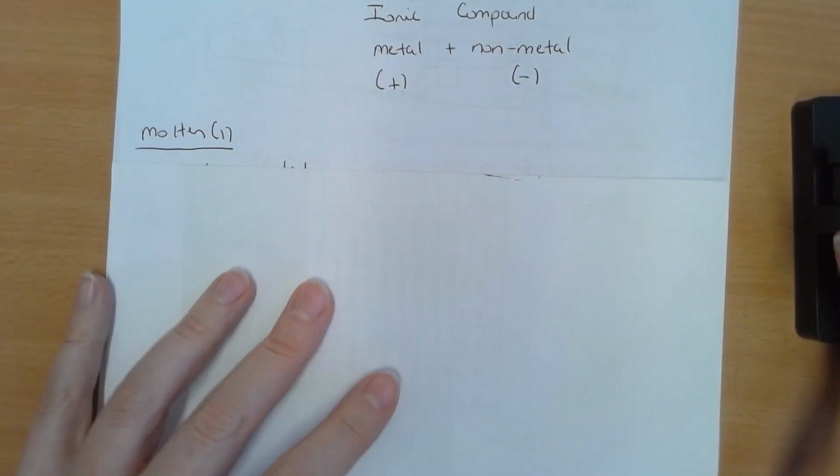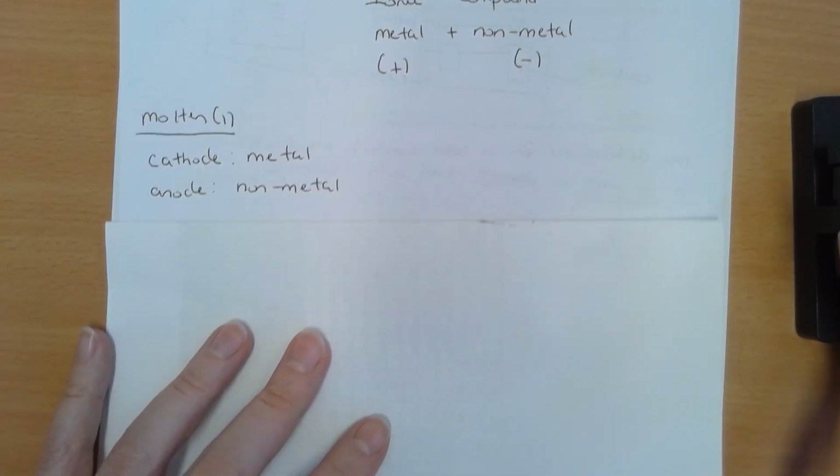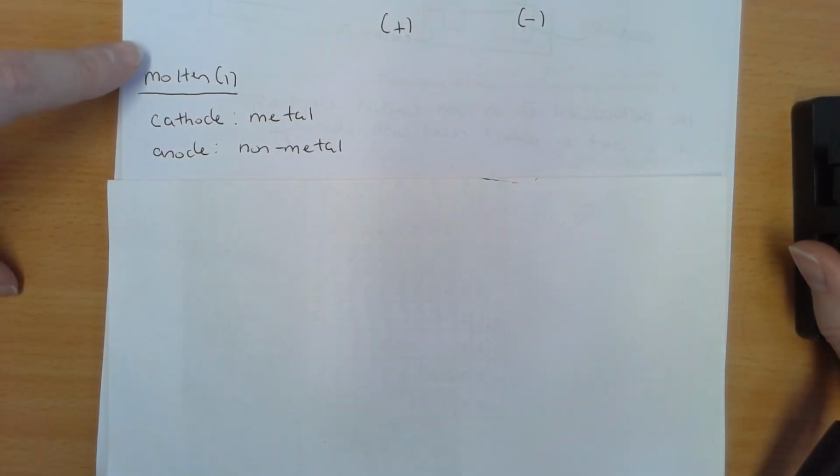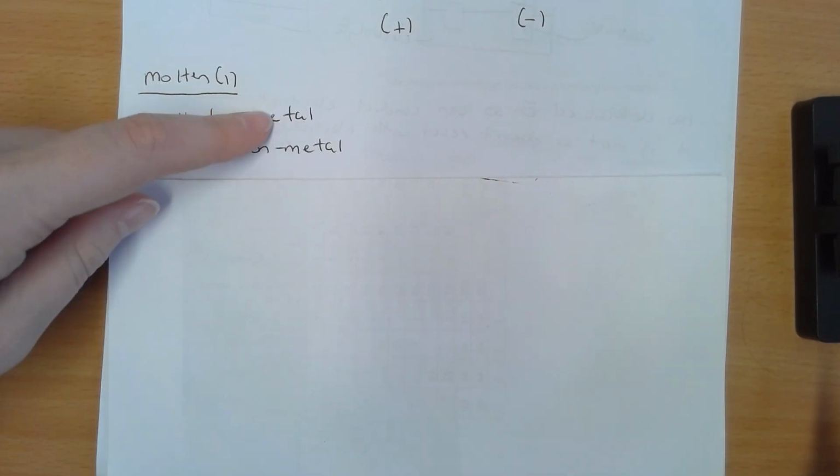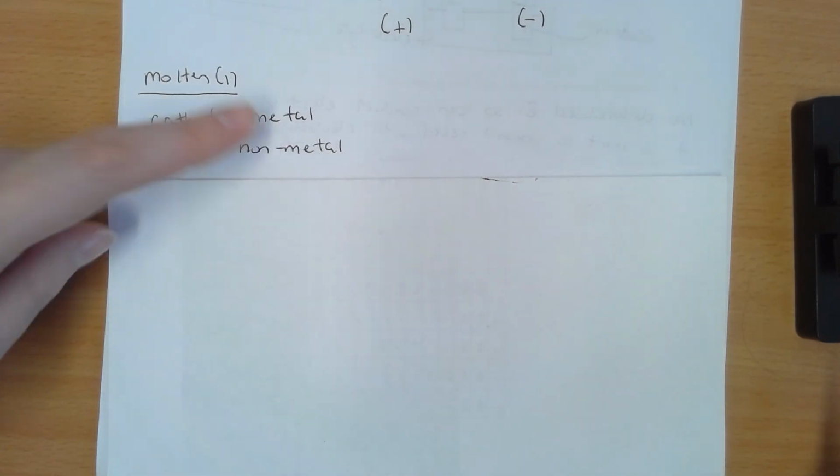Now, something else I just need to go through, all right? When it's molten, so when you've taken an ionic compound and you've melted it, then at the cathode you always get the metal, and at the anode you always get the non-metal.